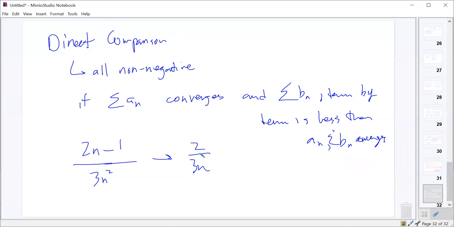Oh, we got more people from AB showing up. We have just as many AB people now in the BC review session. Weird. Okay, so that's the direct comparison test.